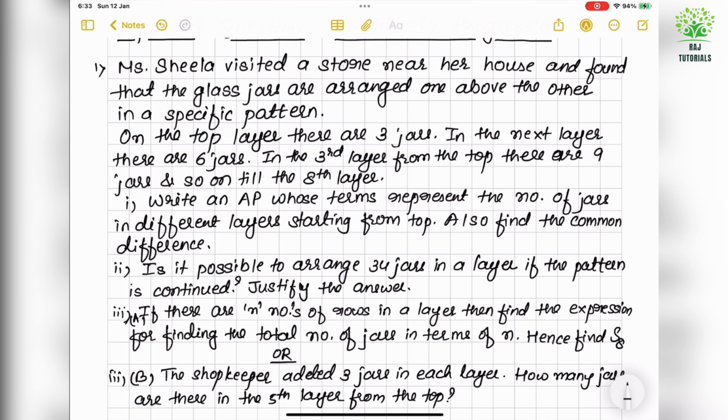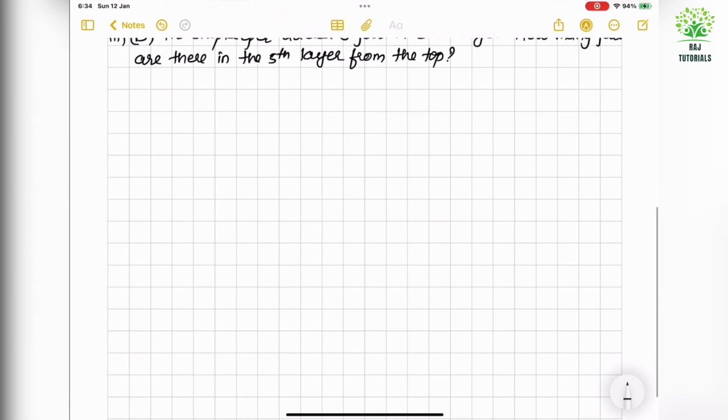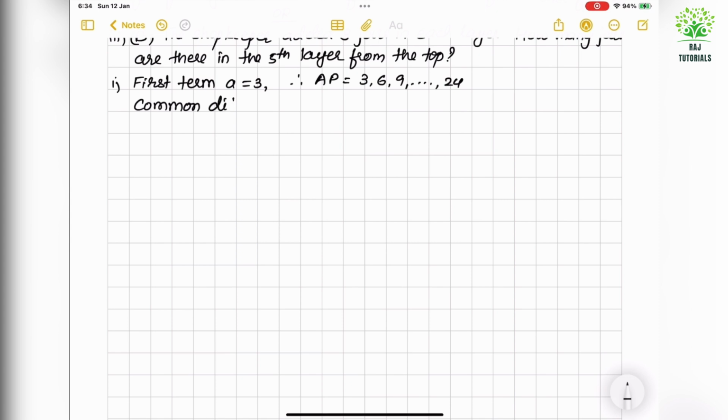So here, seeing clearly, I can say, okay, for the first one, the first term A equals 3 and the AP will be 3, 6, 9, and so on till 24 because 8 rows are there. So the common difference D will be 6 minus 3, that is 3.